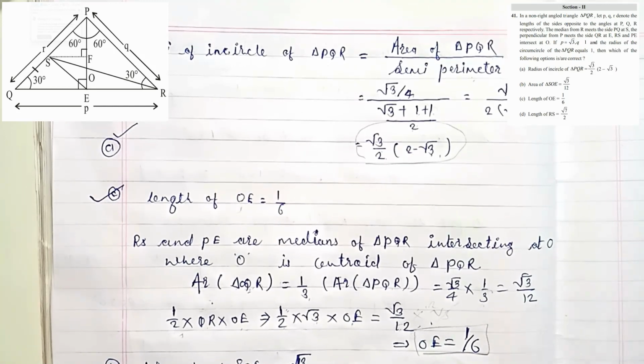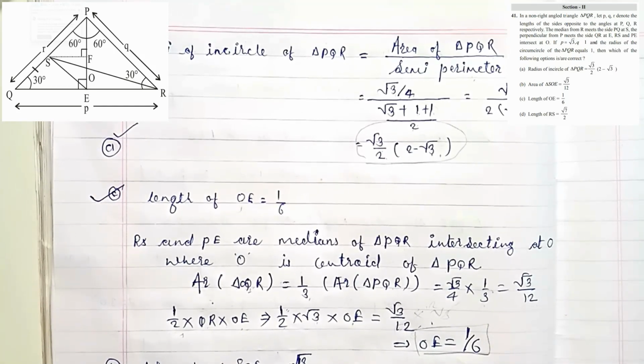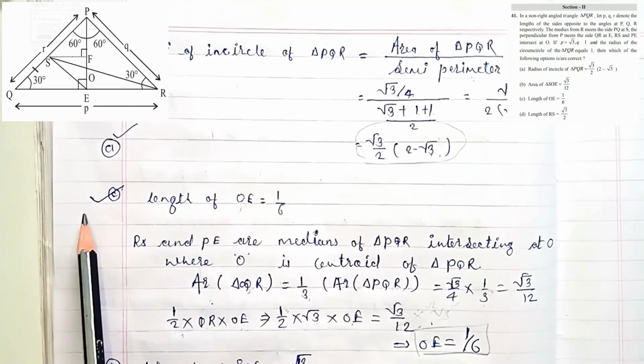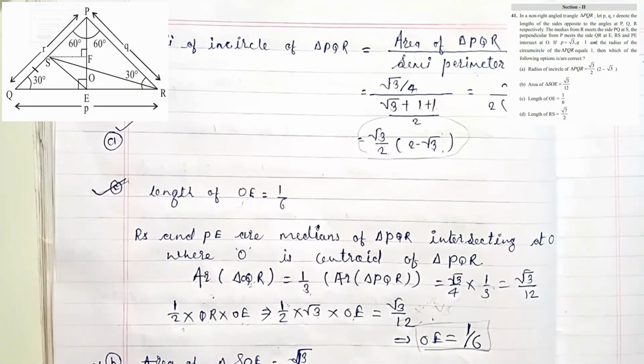First of all, we have to define the area of the triangle and then move to the value of OE. Okay, so the required value of OE is given in option C. Okay, which is the correct option. Now let's move to option B.